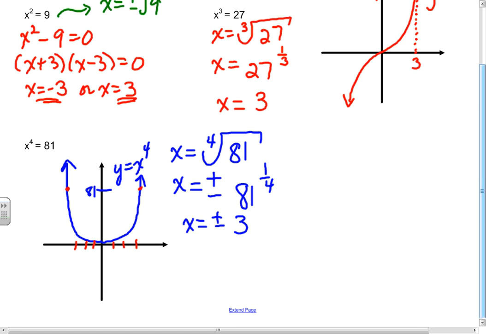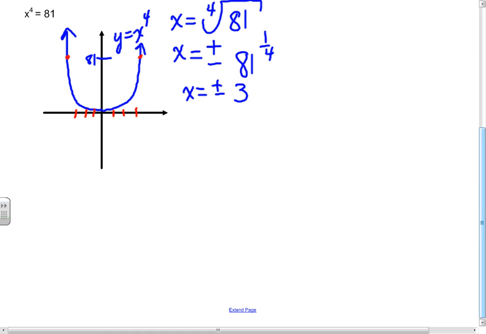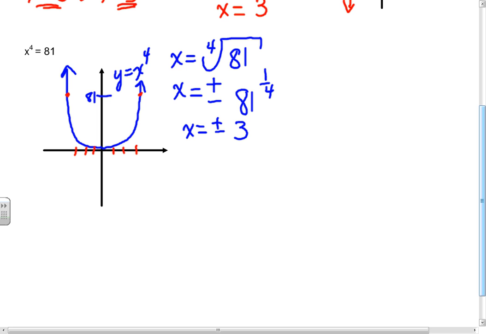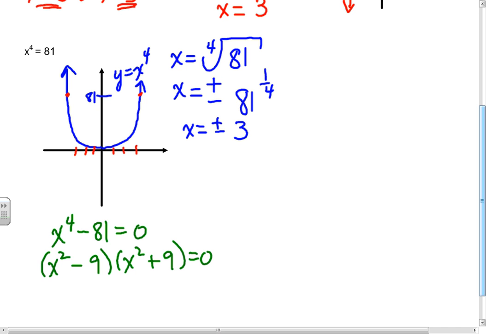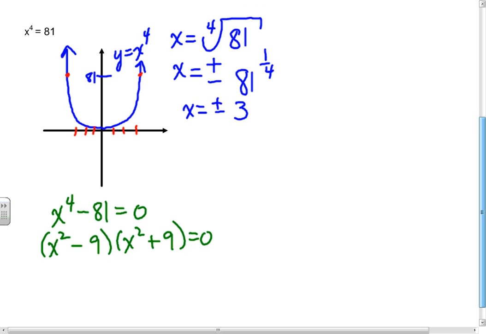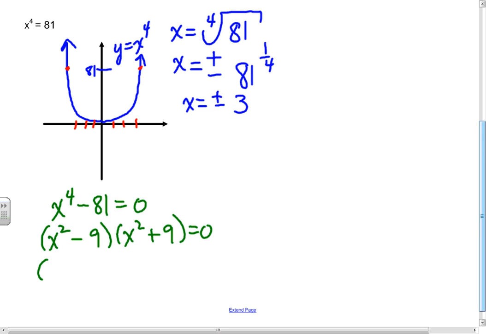The other way to look at it is to factor it. X to the 4th equals 81. I'm going to subtract 81 from both sides. I'm going to factor this as a difference of squares: x squared minus 9, x squared plus 9 equals 0. I can further factor x squared minus 9 because it's also a difference of squares. I have x plus 3, x minus 3, and x squared plus 9 isn't a difference of squares. It doesn't have a greatest common factor and so on. It is what it is.